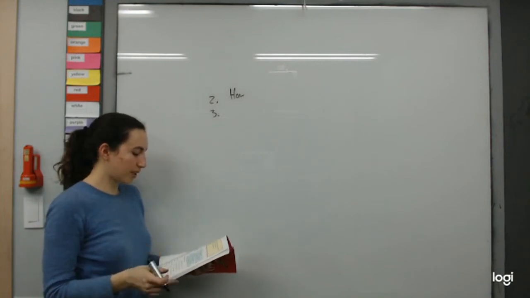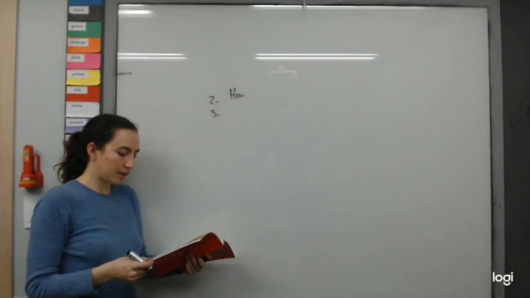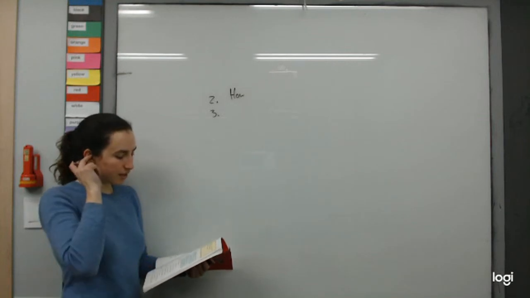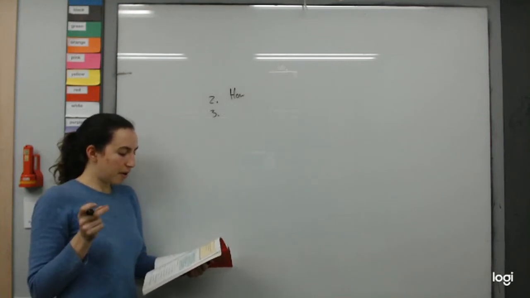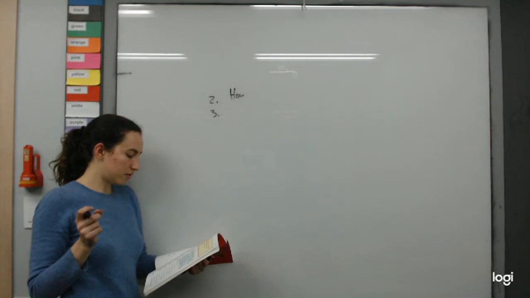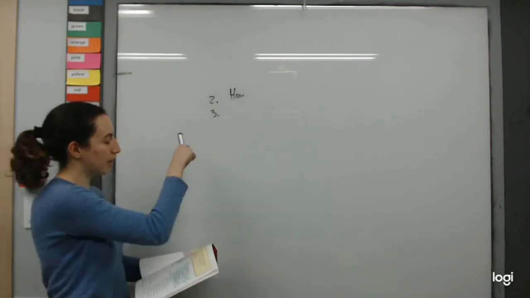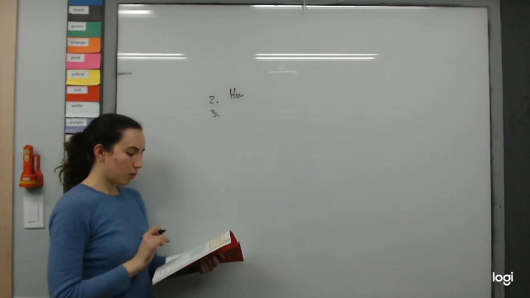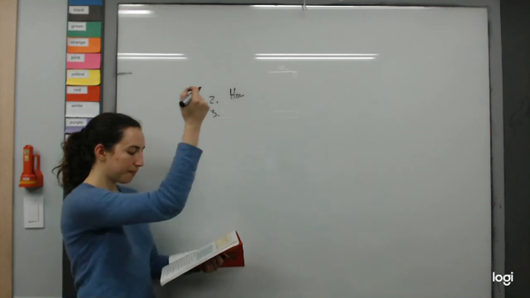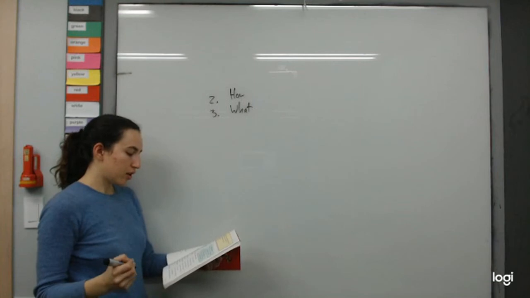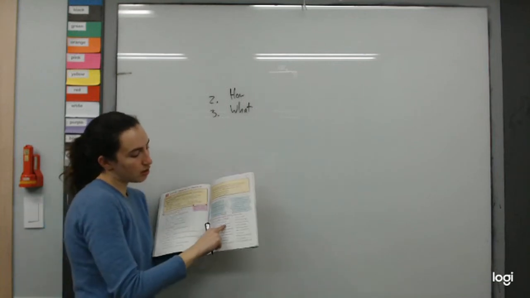Number 3, what was the weather like? It was hot and sunny. Okay, so this one, it is also about a noun, but okay, so this one, what's the weather like? It was hot and sunny. So this one, we use what because we want to know the answer to the question, what's the weather like?